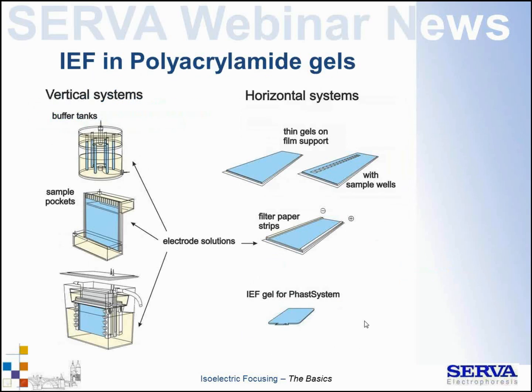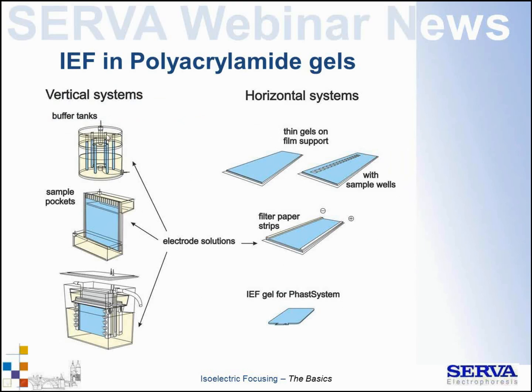But most people, and that was the first development after the column, already in the beginning of the 70s of last century, started to apply isoelectric focusing in gels, mainly polyacrylamide gels. I will come back to agarose gels for a moment a little bit later.